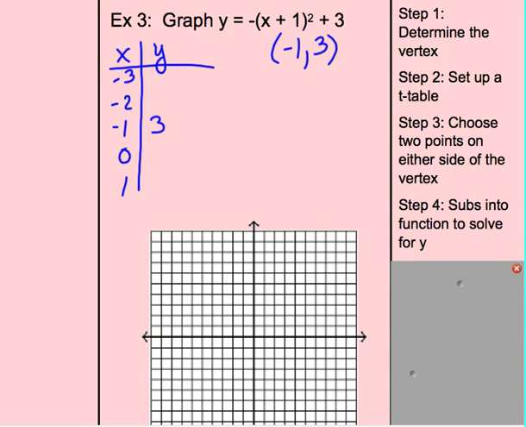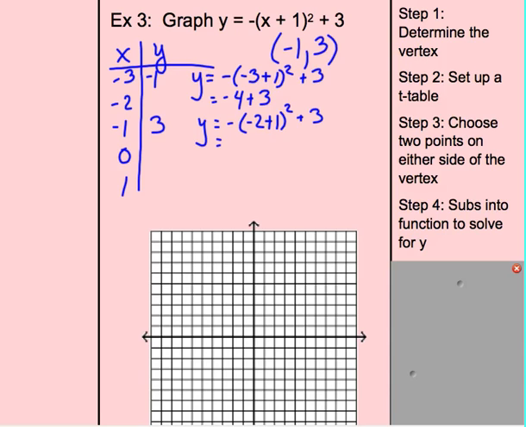Substitute those x-coordinates into your function to solve for your y value. Substituting -3 in for x. -3 plus 1 is -2. -2 squared is 4, but then we've got this negative that was on the outside of the parentheses. So it makes our answer -4 plus 3, which is -1. Substituting -2 in. -2 plus 1 squared is 1. But again, we've got that negative that makes it a -1, plus 3 is 2.